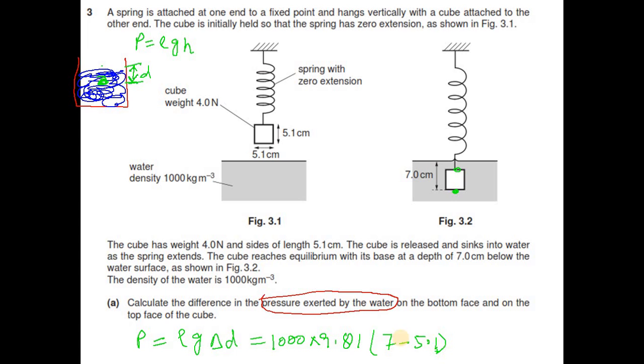5.1, and clearly this is centimeter and 5.1 also centimeter, so you must multiply 10 to the power minus 2. And if you calculate this, the pressure will be equal to 500 Pascal. So this is the difference of the pressure exerted by the water.